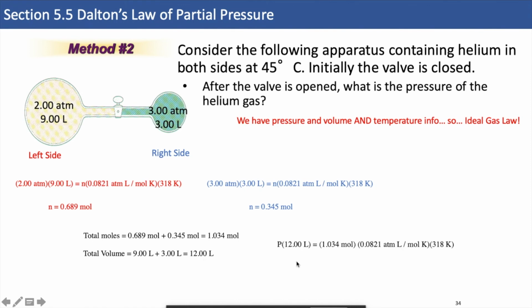So now let's plug that into PV equals nRT. I have my new volume. I have my number of moles of gas. I have my constant, and I have my temperature. Now, solving for pressure, guess what you get? 2.25 atmospheres, the exact same answer as before.